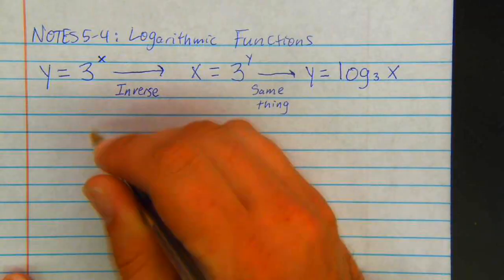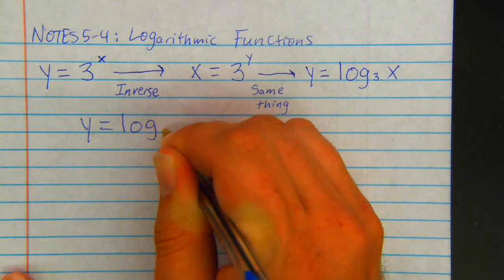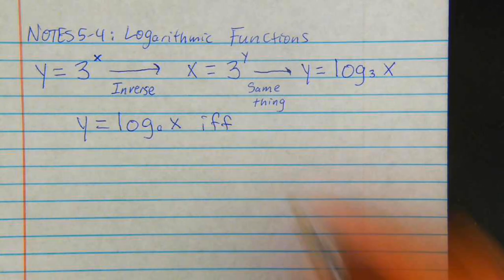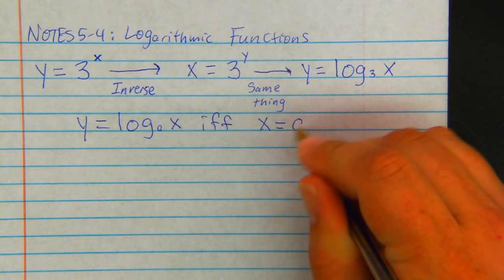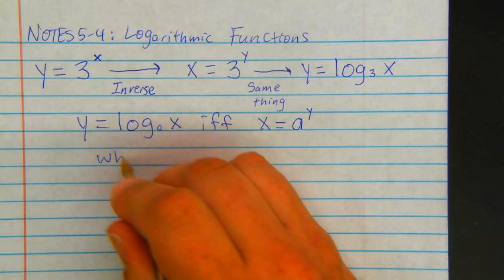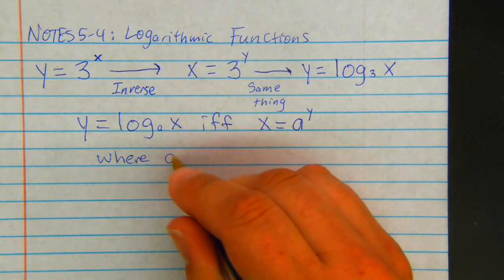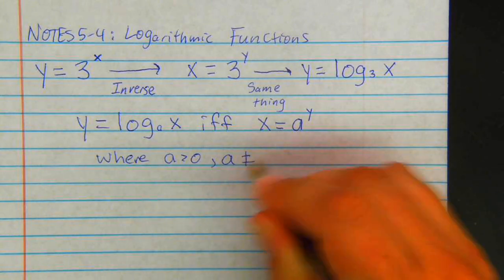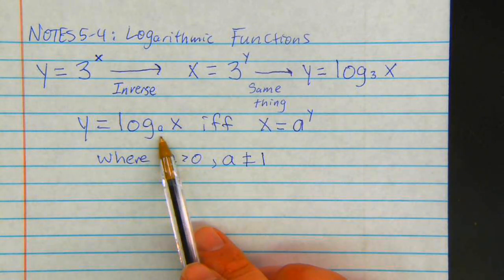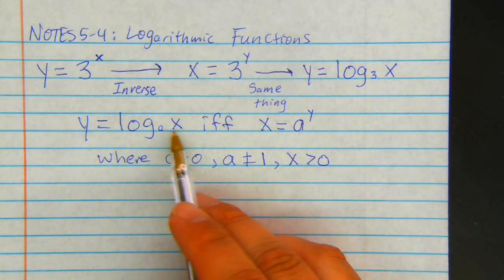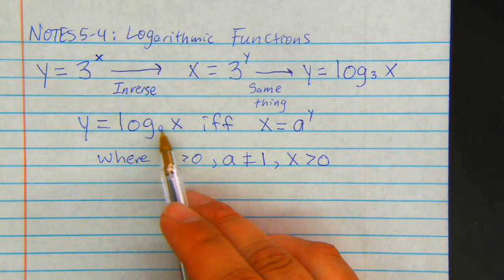Okay, so we should know that y equals log base a of x if and only if, which is IFF, x equals a to the y. And logarithms are only defined where a is greater than 0. So this number has got to be positive right here, the little number. It also can't be 1. And x is also positive. So these two numbers have to be positive for the log to work.